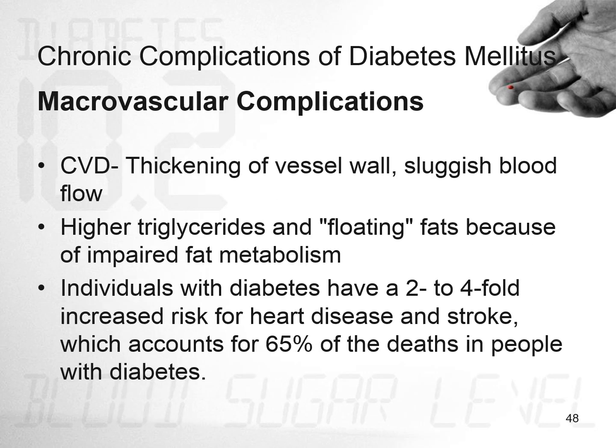And then macrovascular complications. Cardiovascular disease is thickening of a vessel wall, and it makes your blood flow sluggish. This is related a lot of times to hypertriglyceridemia and floating fats because of the impaired fat metabolism that goes along with diabetes. Individuals with diabetes have a 2 to 4-fold increased risk for heart disease and stroke, which accounts for 65% of the deaths of people with diabetes.